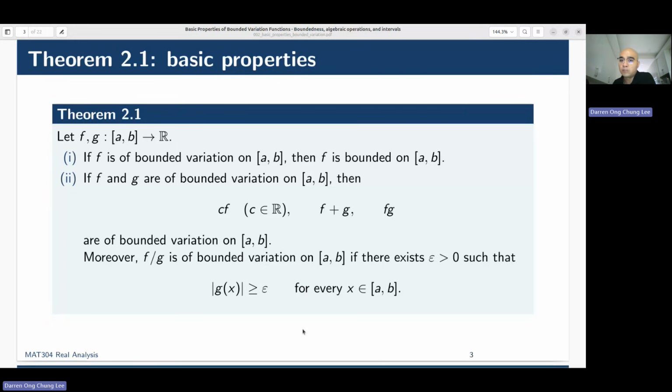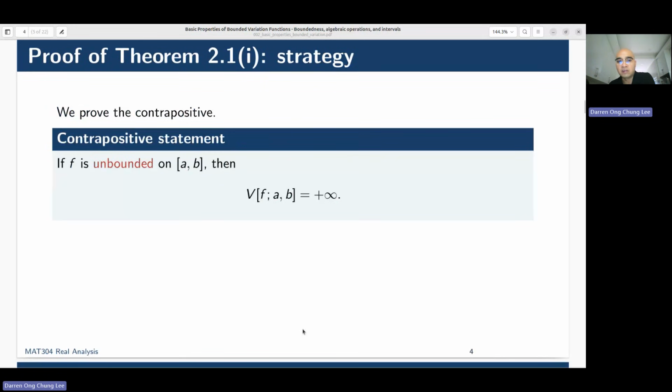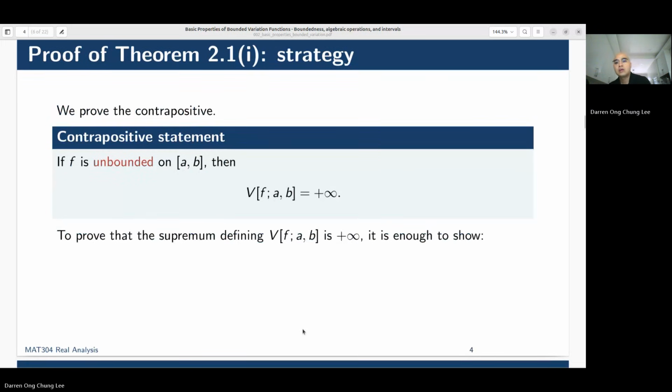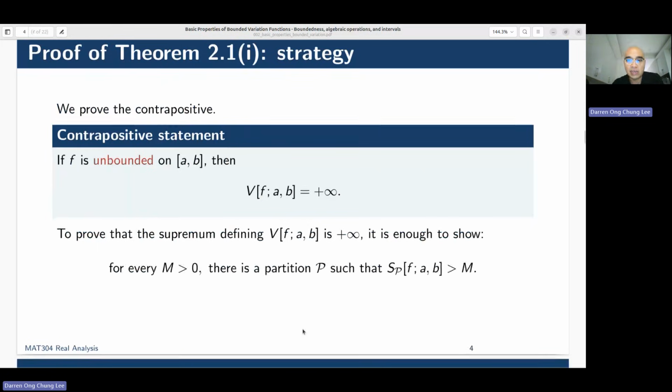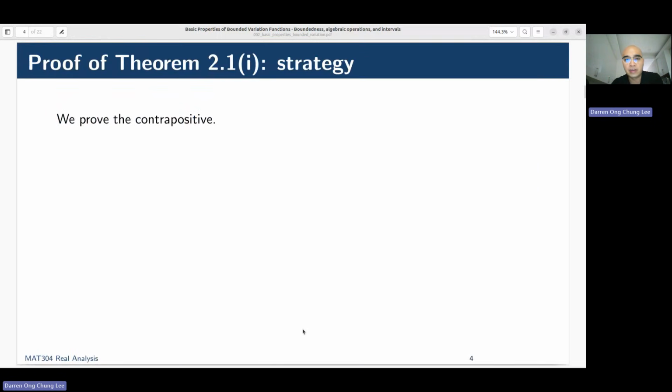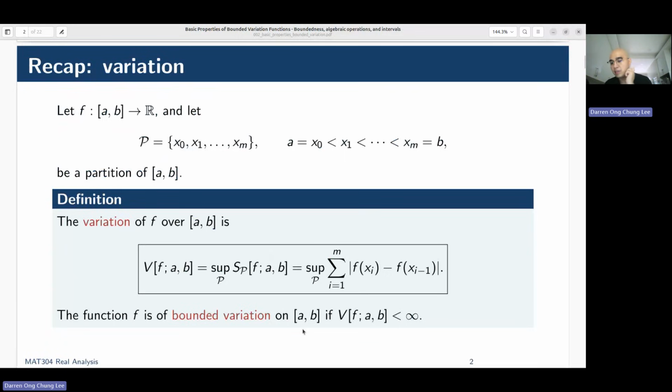So in other words, we are going to prove that if f is not bounded, then f will not be of bounded variation. So here is the contrapositive statement. If f is unbounded on [a, b], the closed interval, then it is not of bounded variation. Its variation is infinite. Remember that variation is defined as a supremum of the variation sums, these S_P's. Let me go back to what these S_P's are. These S_P's are sums of distances.